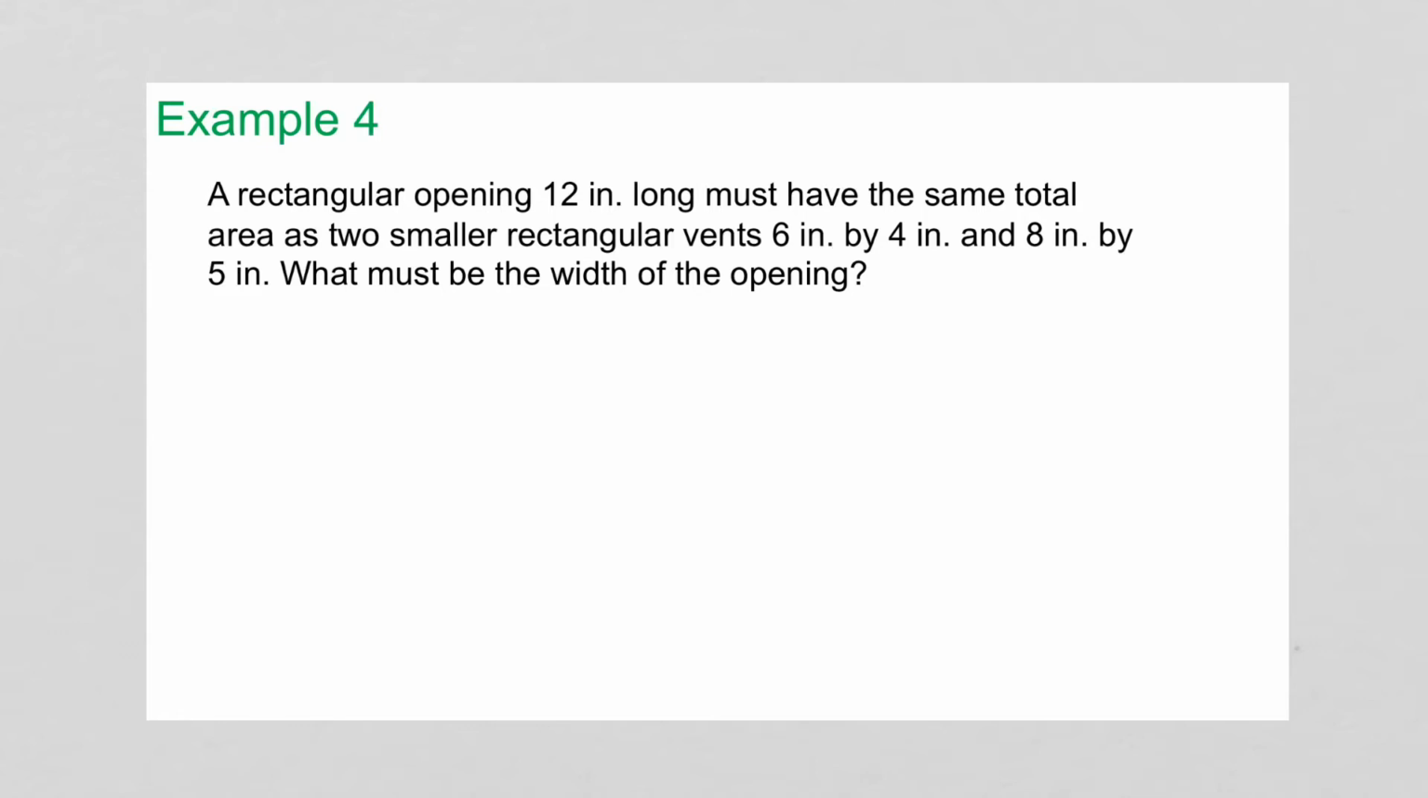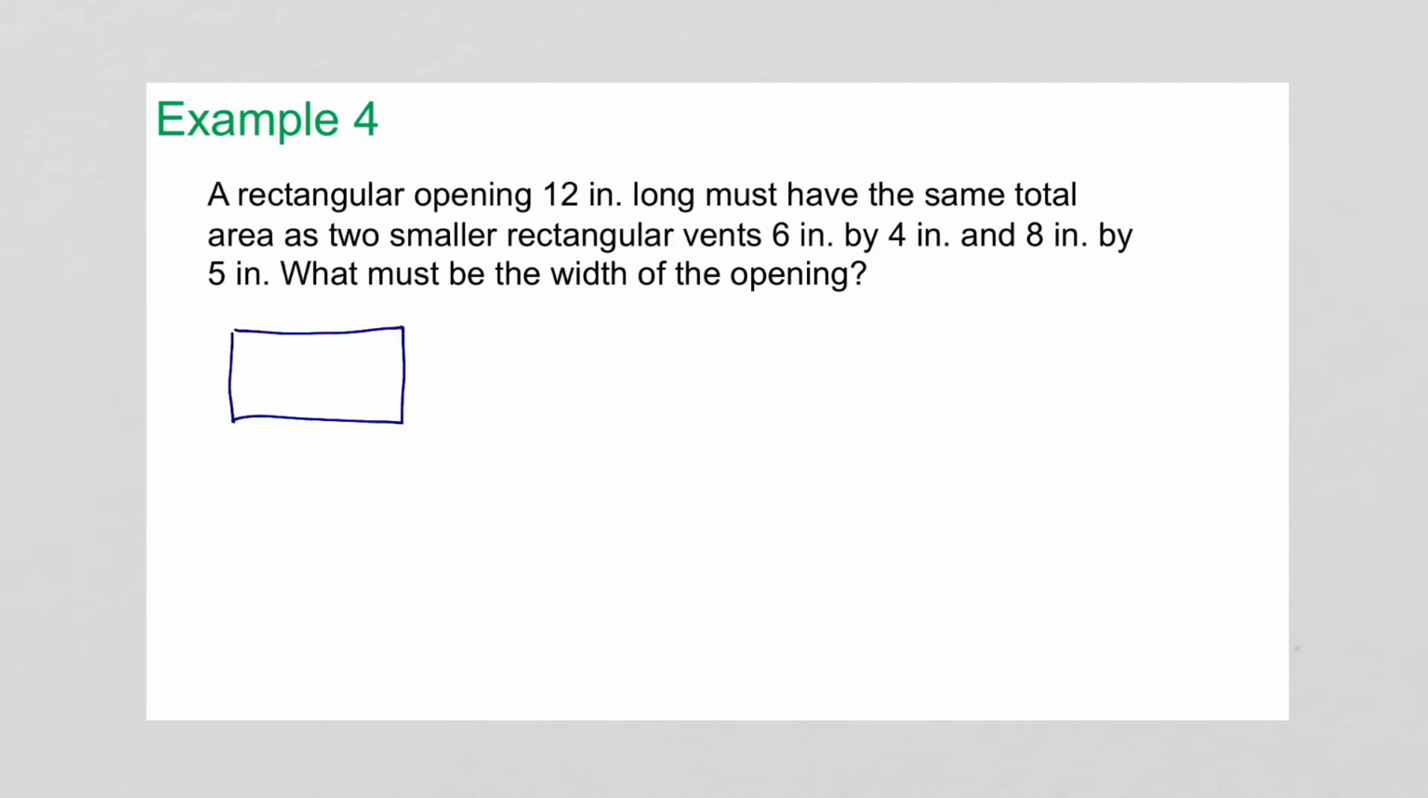So in example 4, it says a rectangular opening 12 inches long must have the same total area as 2 smaller rectangular vents, 6 inches by 4 inches and 8 inches by 5 inches. What must be the width of the opening? Well, what I like to do to start with is to draw a picture.